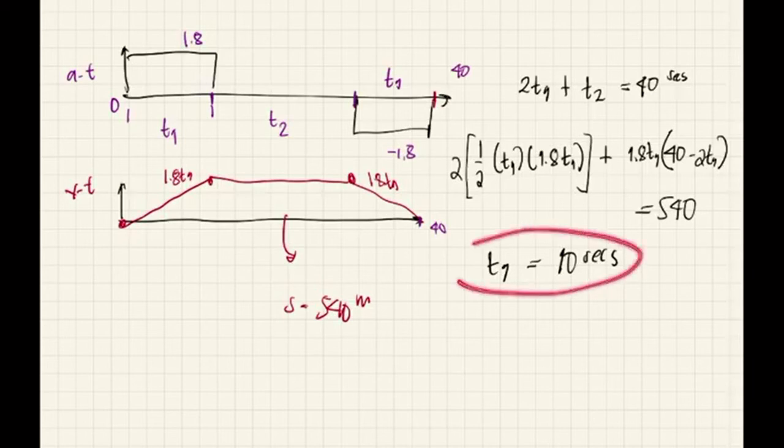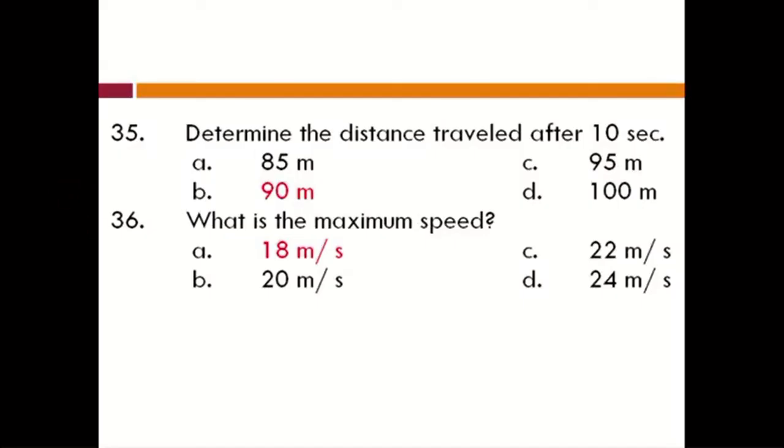Ito, 10 seconds. So, ibig sabihin, from 0 to 10, yan na yun. Tapos, 30 to 40, nag-decelerate siya. So, yan na yung ating oras. Okay? And yung maximum speed natin is 1.8 times 10, which is kinalkula pa natin, at ang sagot ay 18 meters per second ang ating maximum speed.